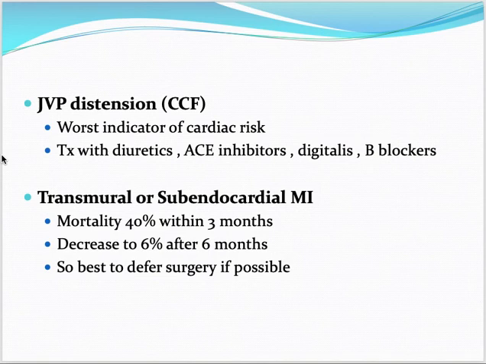Okay, so of course, just to tell you the importance of this pre-operative evaluation. Someone who has a JVP distension, like congestive cardiac failure, it is the worst indicator of cardiac risk. Treat with diuretics, ACE inhibitors, digitalis, and beta blockers. Someone who has a myocardial infarction, the mortality is 40% within 3 months, decreased to 6% after 6 months.